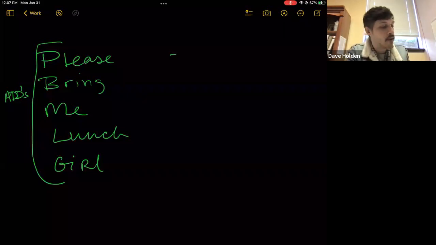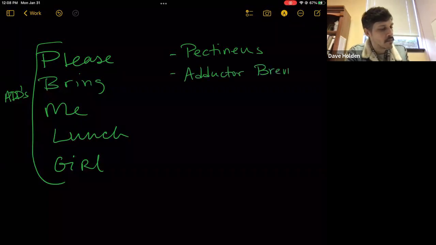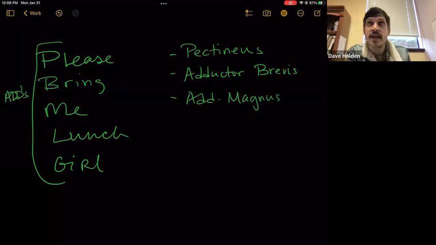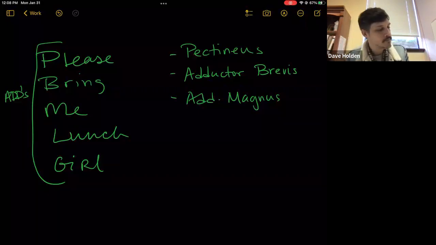So here we go. Starting at the top, we have pectineus, adductor brevis. Brevis tells me it's the short one. I have adductor magnus, and very much like gluteus maximus, the magnus is the largest one in the group.